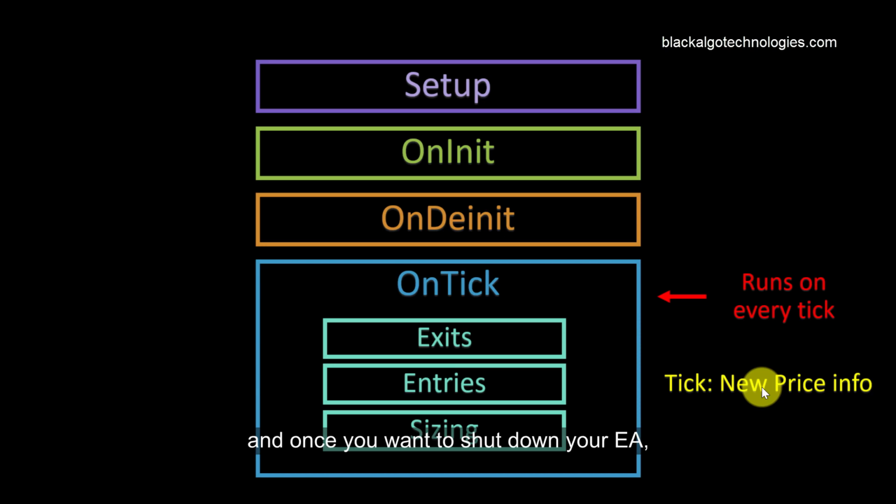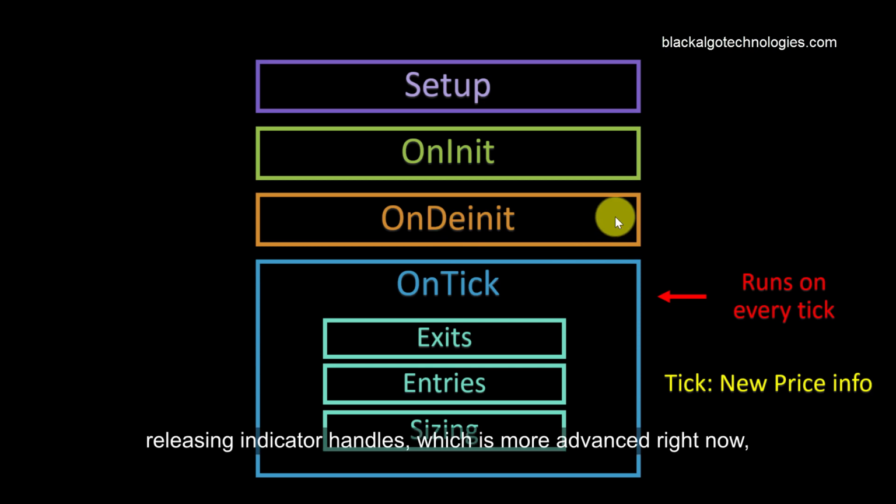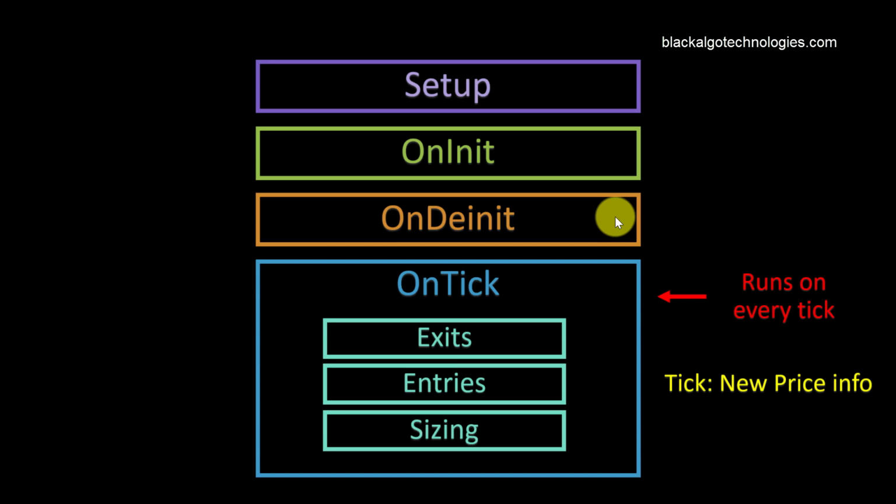And once you want to shut down your EA, when you click shut down, it will run on deinit, this portion, right before it shuts down. And on deinit will contain things like, say, removing the graphics from the charts, releasing indicator handles, which is a bit more advanced right now. You don't have to know the details, but essentially it removes things that should not be there after the EA is done running. So that is the overall picture. And now we will look at the code and look at how these four parts function.